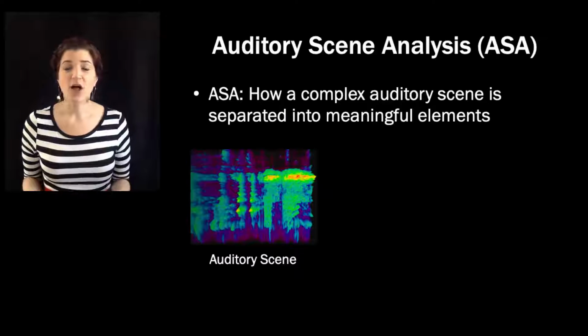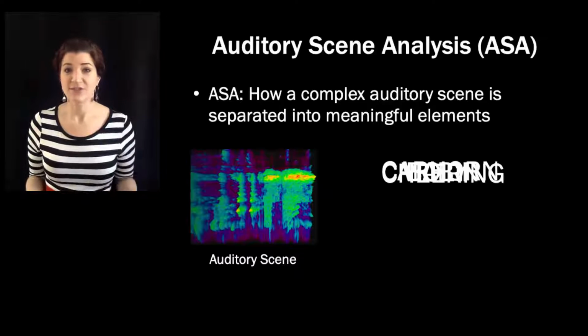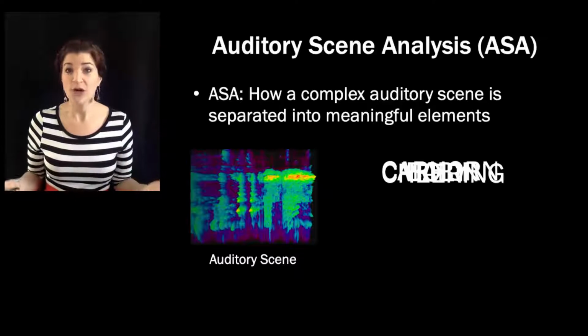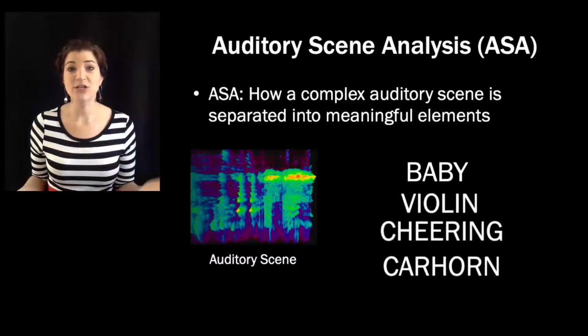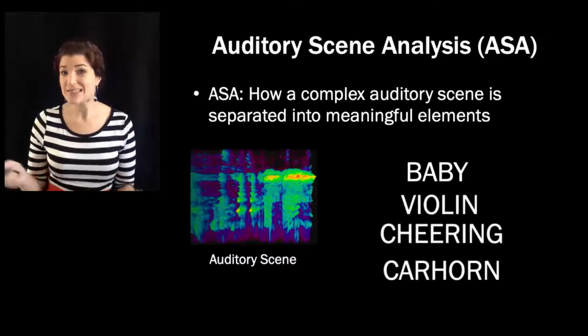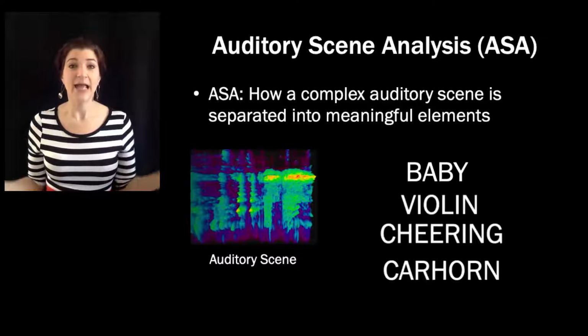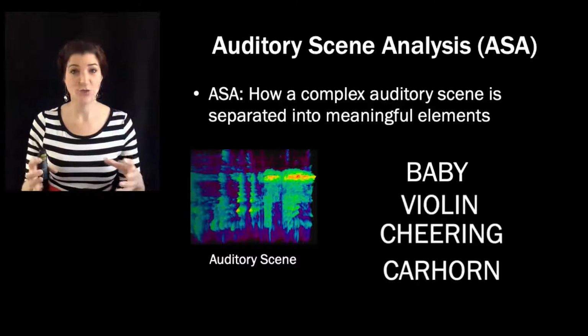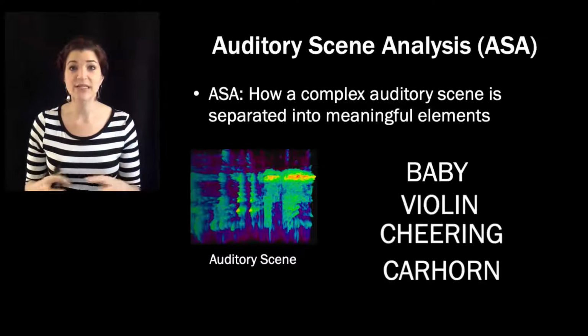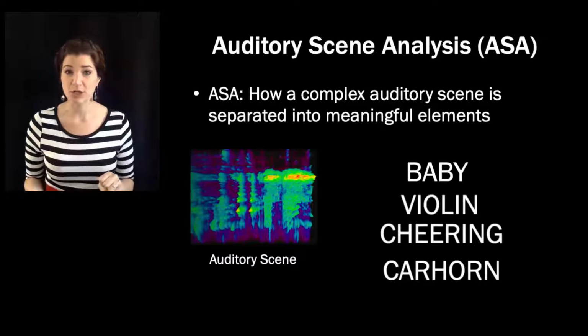As a visual analog, imagine I gave you this to try to read. And what you were able to do is separate that out into a number of different sources. So this is exactly what the auditory system is doing, taking a big, messy, complex auditory scene that's coming from lots of different sources and breaking it up into its component parts.